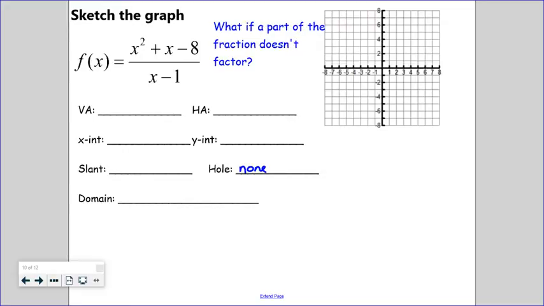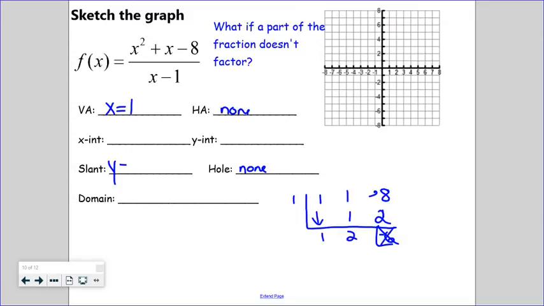Vertical asymptote is unaffected by this. I just set my denominator equal to 0. There's a vertical asymptote at 1. This is a big over little, which means that it is a slant asymptote. We would divide. Since I'm just flying through this one, I will show you 1, 1, negative 8. We are dividing by a positive 1. We don't care what the remainder is. Our slant asymptote, y equals 1x plus 2.